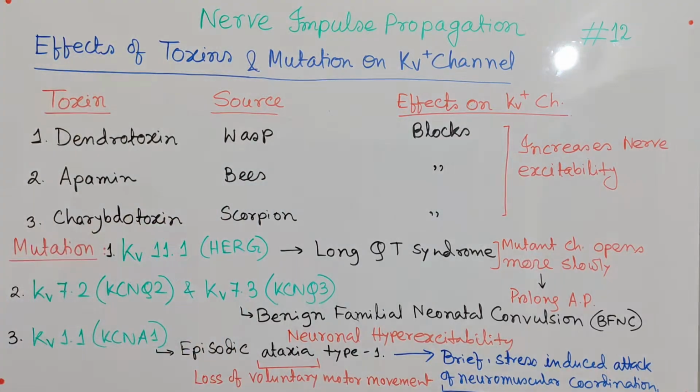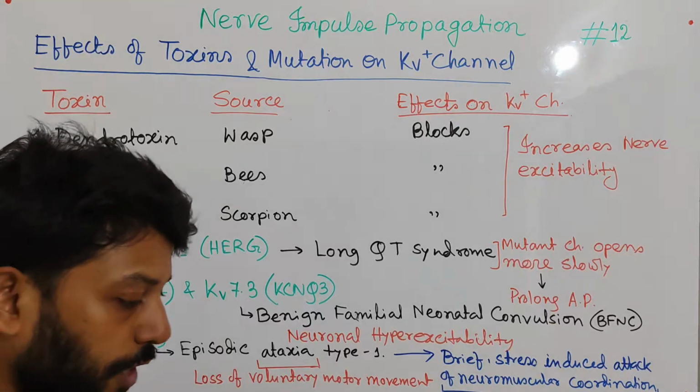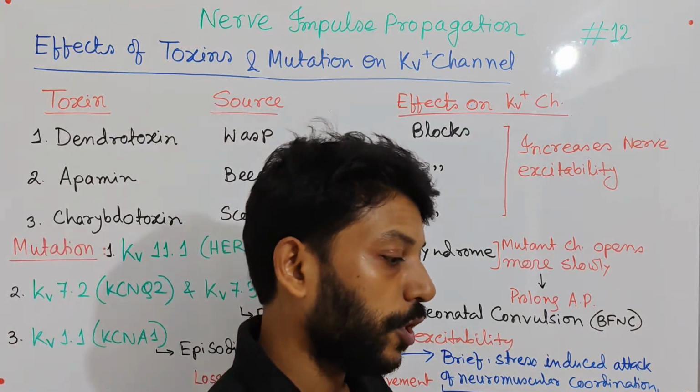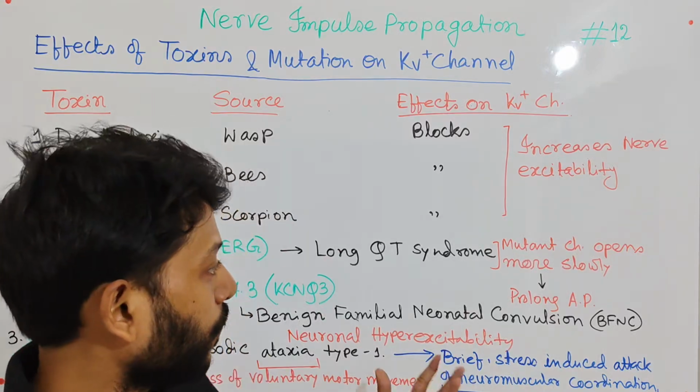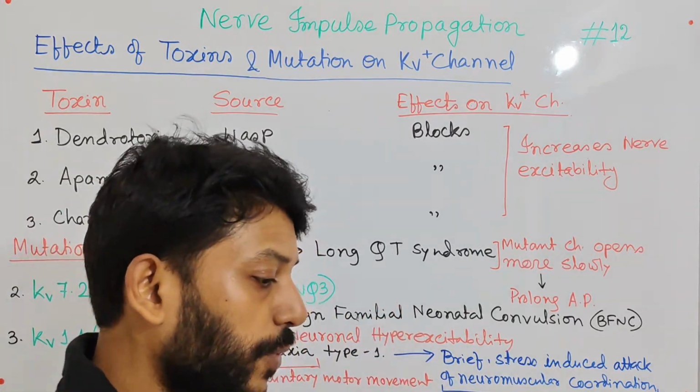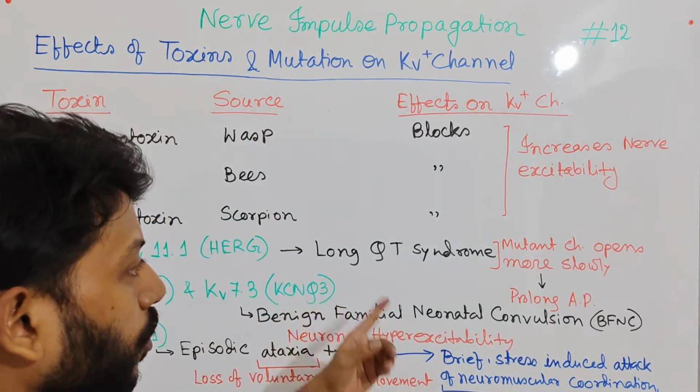Now let me talk about some mutations of voltage-gated potassium channels. One example is voltage-gated potassium channel 11.1. The gene is called HERG, and it causes long QT syndrome. Now QT indicates the timing of depolarization and repolarization of the ventricles of the heart. So when the time increases, we call it long QT syndrome.